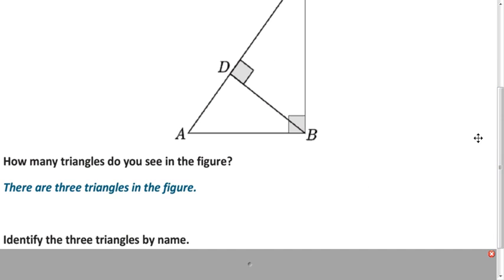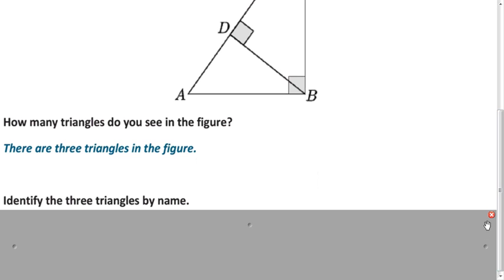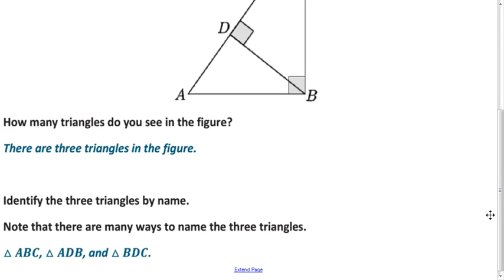So what are the 3 triangles by name? See if you can name them. I'll show you my solution. So we have triangles ABC, ADB, and BDC. There's lots of ways to name them.